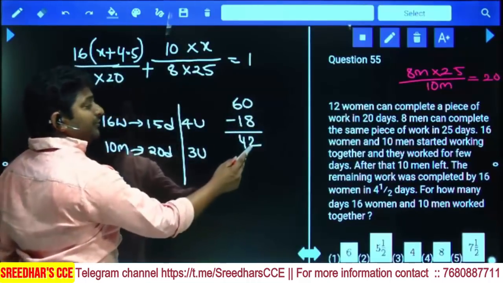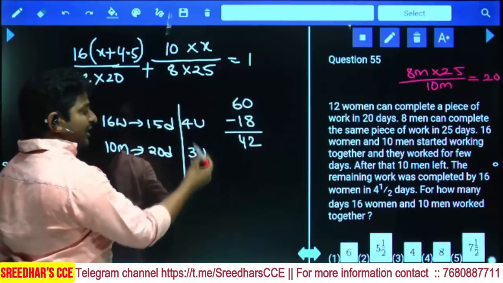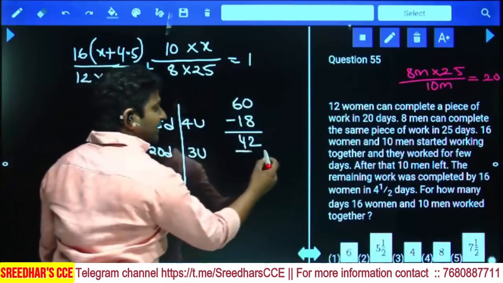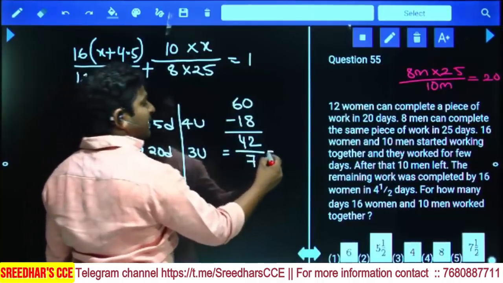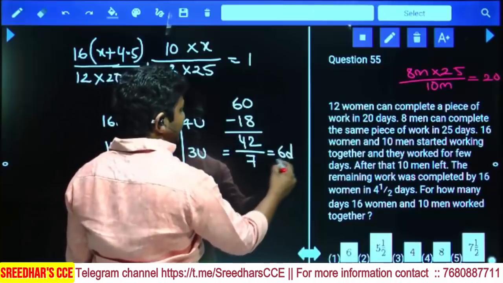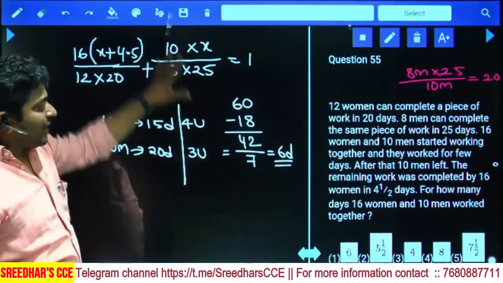Now, to complete 42, both 16 women and 10 men work together. So, they will be doing 7 units per day. So, to complete 42 units at the rate of 7 units per day, how many days they need? 6 days. So, answer is 6 days. They work together for 6 days. This is one way and this is another way.